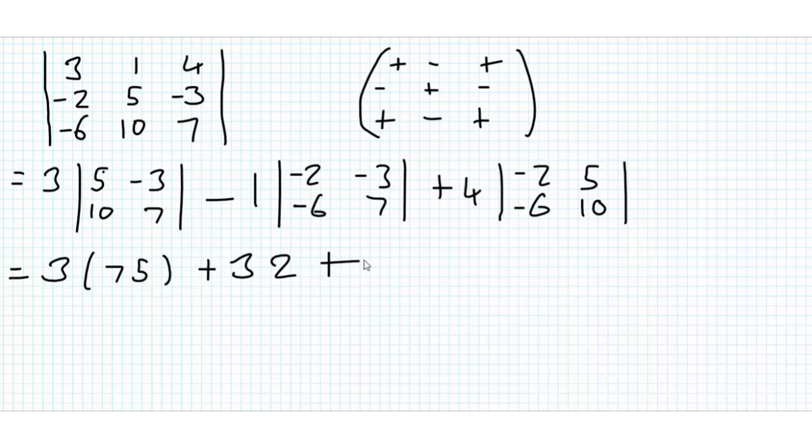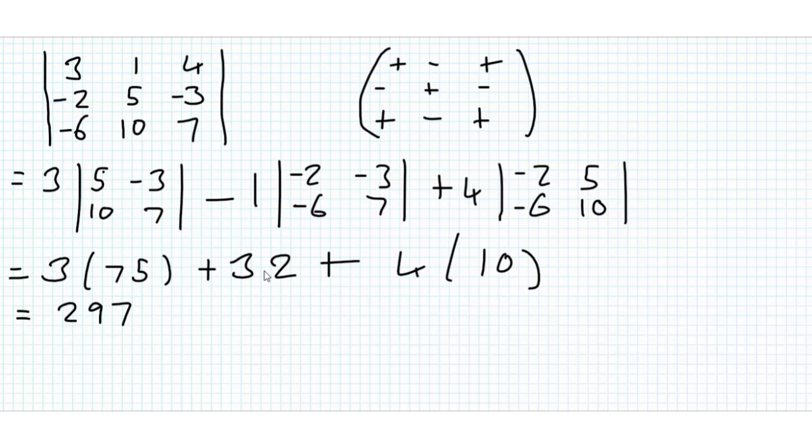And then we want to add 4 times: minus 2 multiplied by 10 is minus 20, and then we subtract minus 6 times 5, so that's minus 30, which is plus 30. So we've got minus 20 plus 30, that's 10. So we get 3 times 65 plus 32 plus 40, which gives us 267.